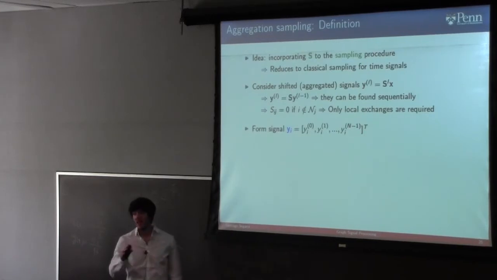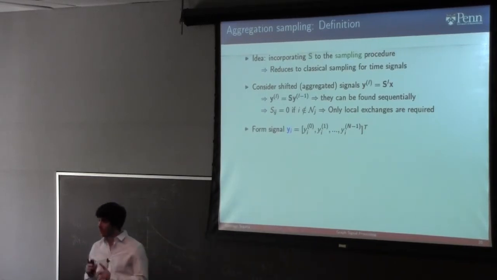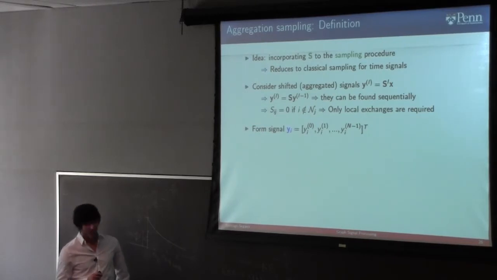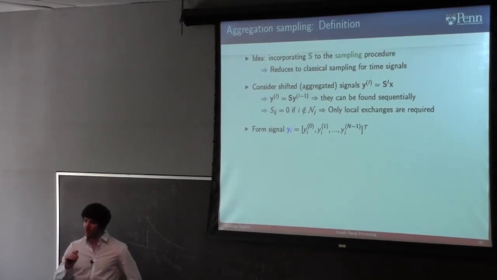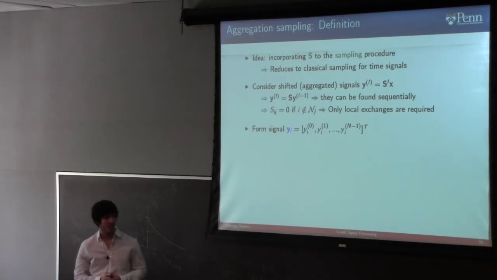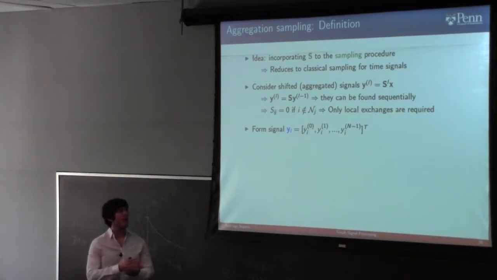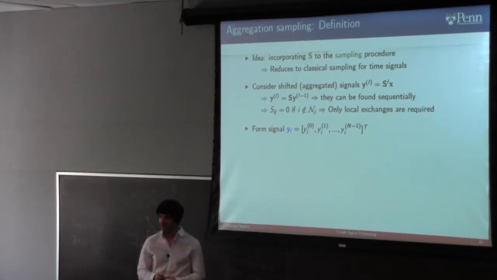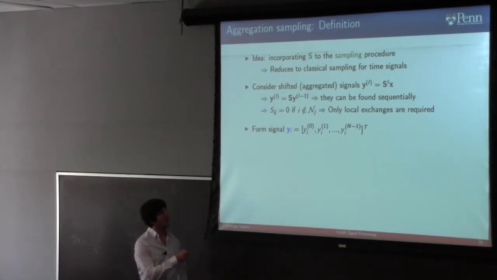Okay, so another way of sampling graph signals is aggregation sampling. So here what you do is something different. You start with signal X, but then you start applying this graph shift operator, this inherent operation in the graph, to start forming this sequence of signals Y super L, and then you sit at a node I, and look at the values of the signals Y super L that you observed.